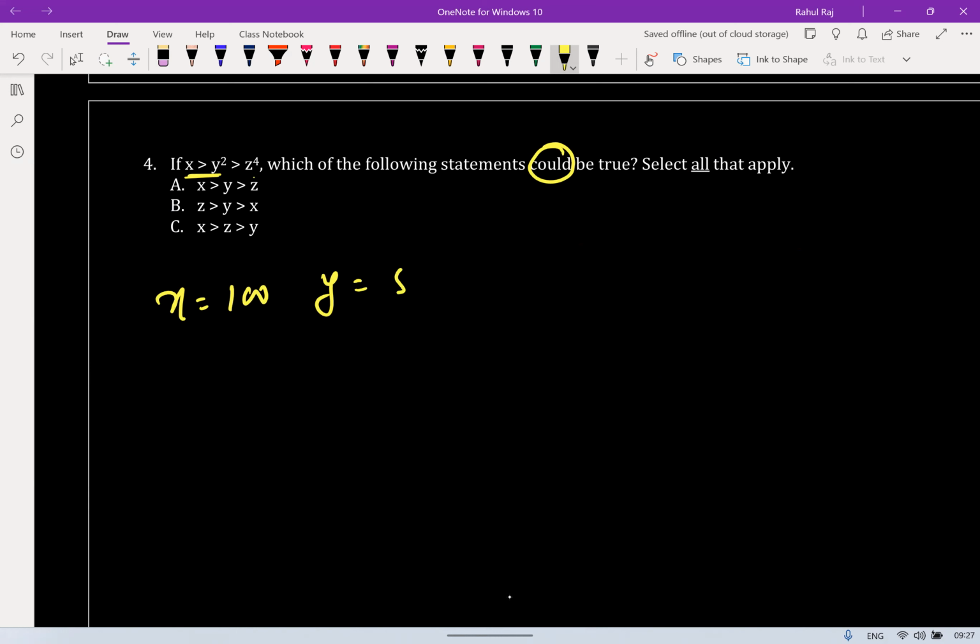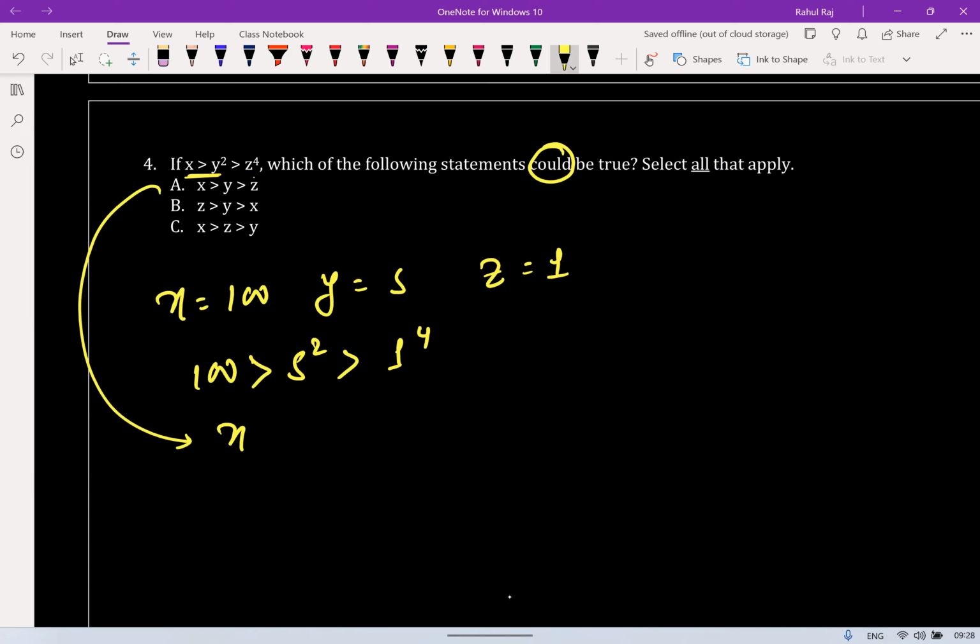Yeah, equal, that's what I did. I actually did 100 and 1. That's beautiful. Then 100 is greater than 5 squared, and 25 is greater than 1 squared. Yeah. And now you see my option number A suffices. X is technically greater than Y greater than Z, right? So option number A is fine.